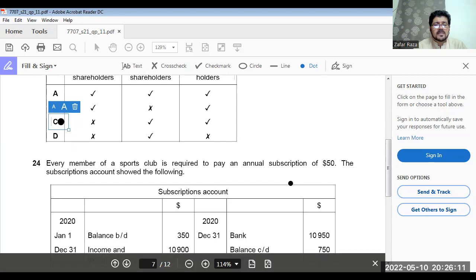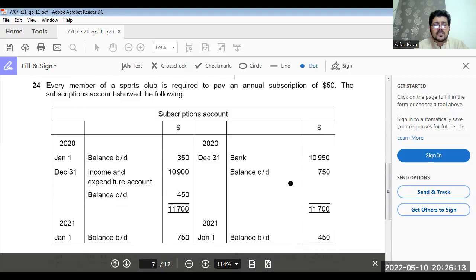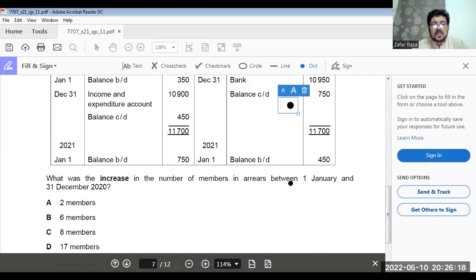Every member of a sports club is required to pay an annual subscription of $50. The subscription account shows the following. This is the subscription account. What was the increase in the number of members in arrears between 1st January and 31st December 2020?